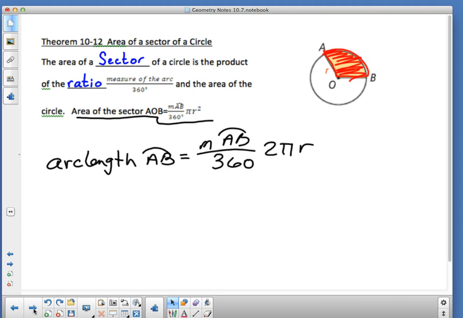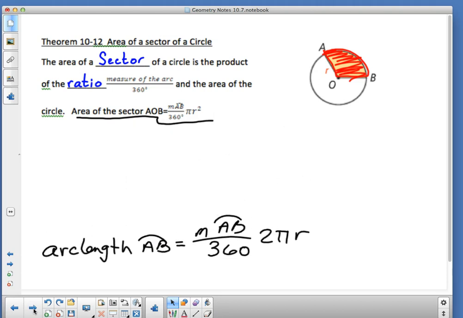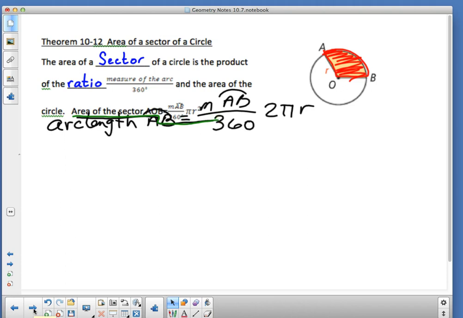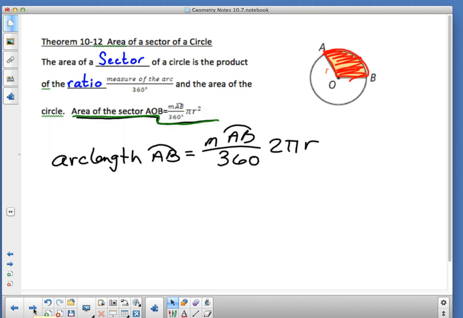Now, I want you to pay attention. This formula was yesterday's 10-6 arc length formula. This formula right here, the one we're doing today, is the sector area formula. Look how close they are. They're like on top of each other. Look at the arc measure: arc measure on top, 360 on the bottom, pi r and a 2, pi r and a 2. Holy cow, they're like the same formula, except one's for the length of an arc, and the other one's for the area of the sector.